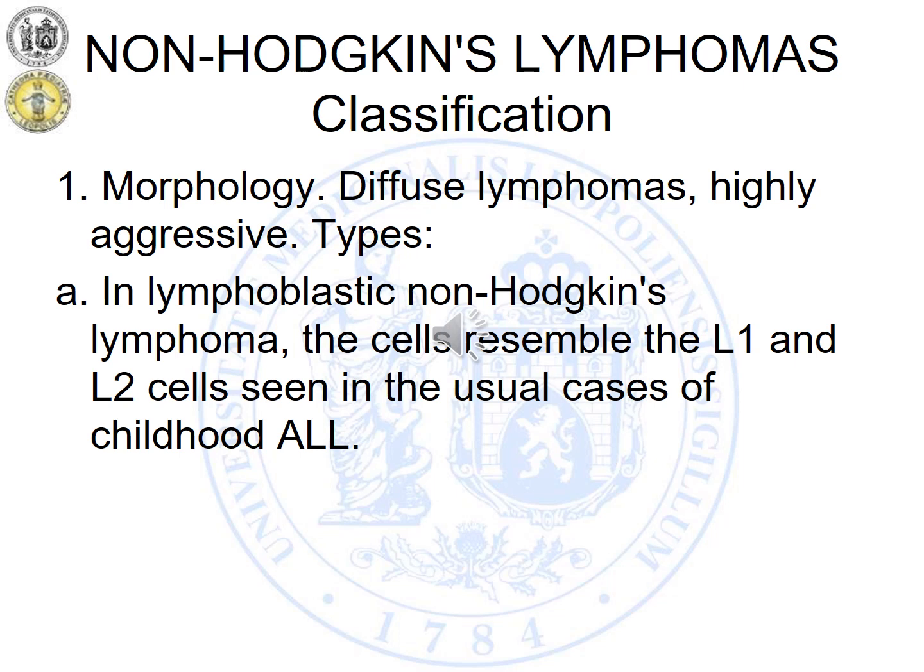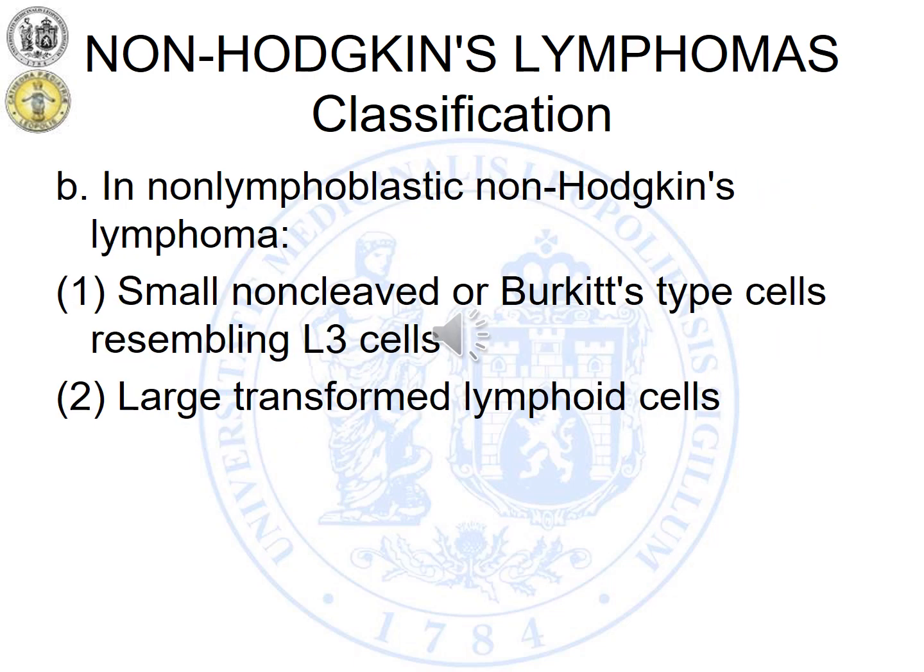Morphology. Almost all cases are diffuse lymphomas and are classified as very aggressive. The following types occur. In lymphoblastic non-Hodgkin's lymphoma, the cells resemble L1 and L2 seen in the usual cases of childhood acute lymphoblastic leukemia. In non-lymphoblastic non-Hodgkin's lymphoma, the cells resemble transformed cells of the germinal center, and it may be small, non-cleaved or Burkitt's type cells resembling L3 in acute lymphoblastic leukemia. It can be large transformed lymphoid cells, which, because of their size, have erroneously been called histiocytes.